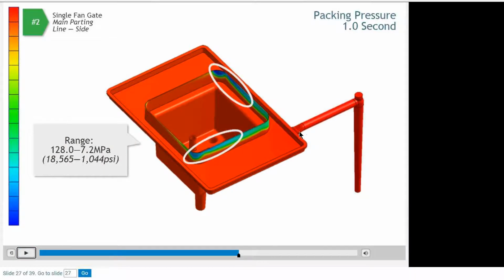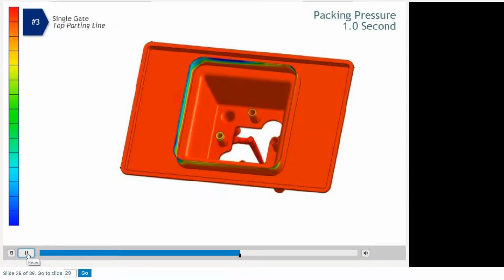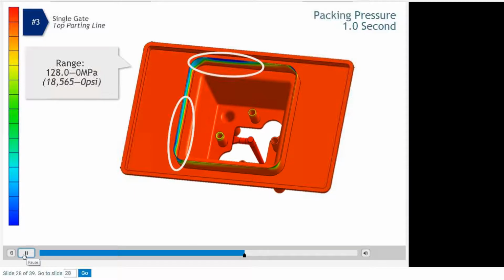Remember what happens. Material flows into the very thin skirt. It tries to fill it. It slows down. It cools down. And it freezes. The closer this happens to the gate, usually the quicker it goes. The single gate on the top surface shows a packing pressure range of 128 to 0 megapascals. As in the previous 2 examples, the lowest packing pressure is in the thin skirt on the gate side.